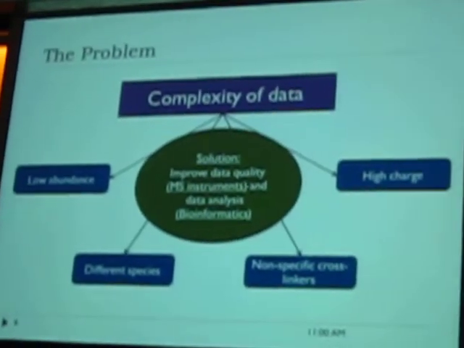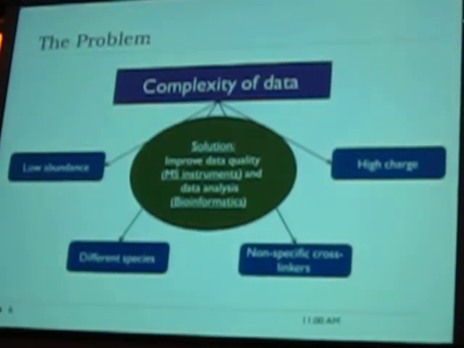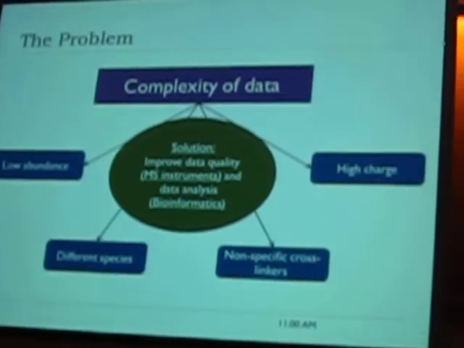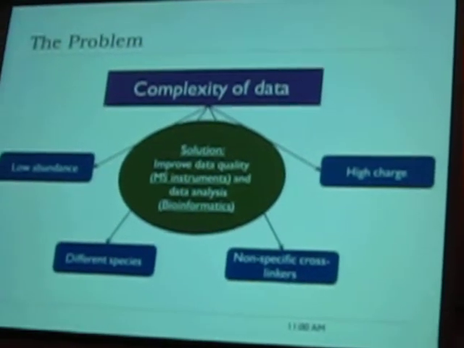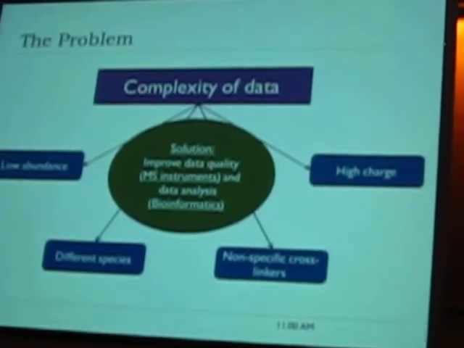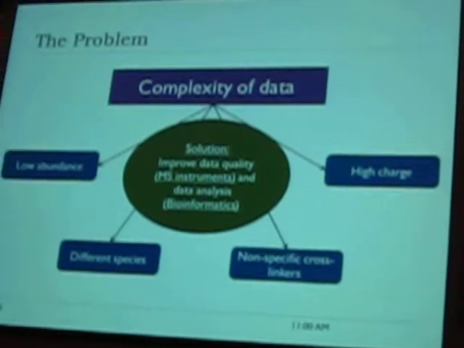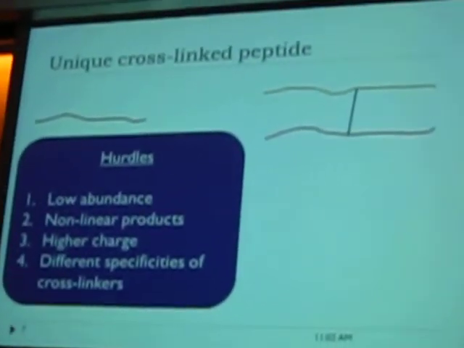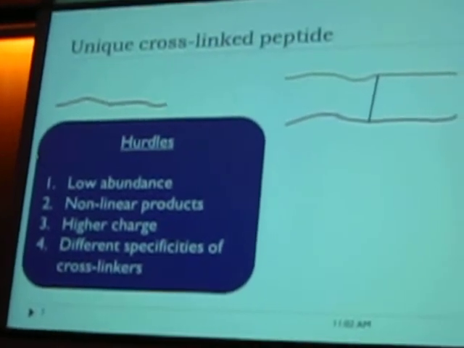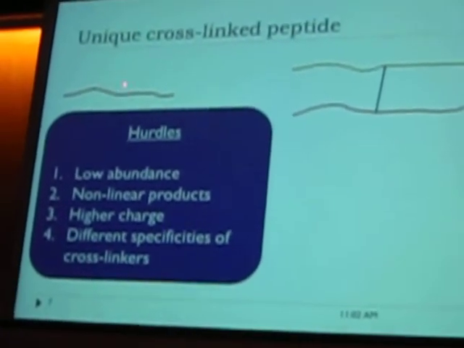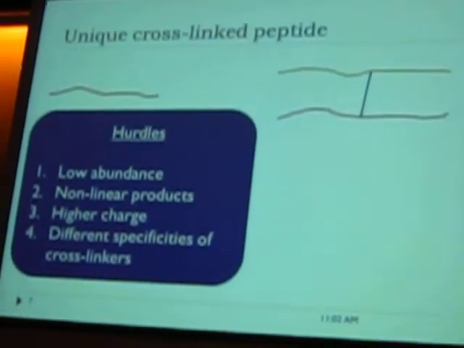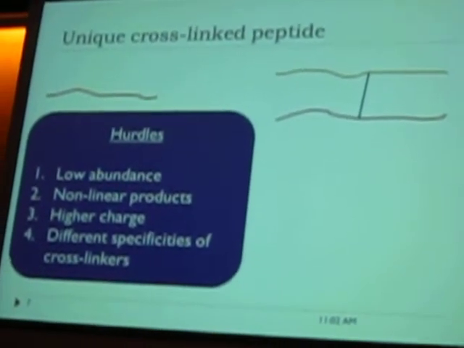What is the solution? First, improve data quality, and MS instruments are doing a really good job in improving the data quality. And second thing, improve the data analysis, and I'm trying to do a good job via bioinformatics. So why is the cross-linked peptide unique? Simplest representation. This is a simple peptide and this is a cross-linked peptide. And low abundance, non-linear product, high charge and different specificities of cross-linkers.